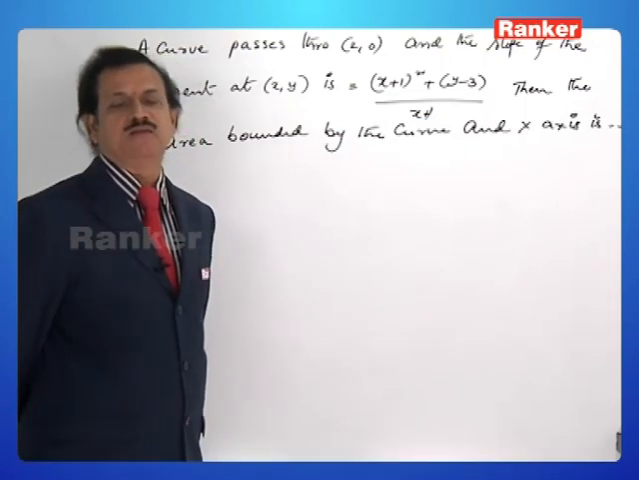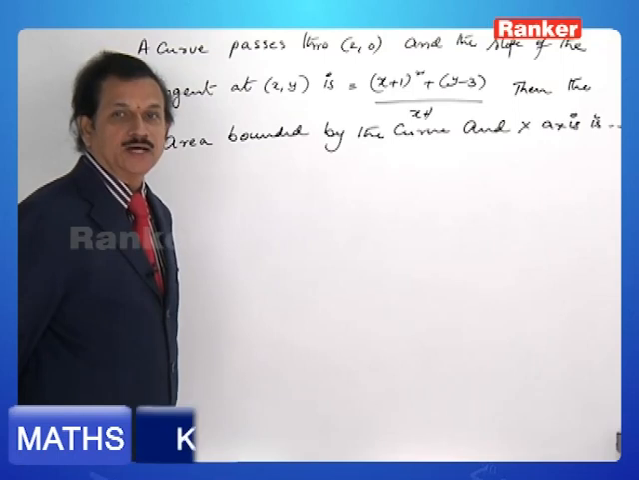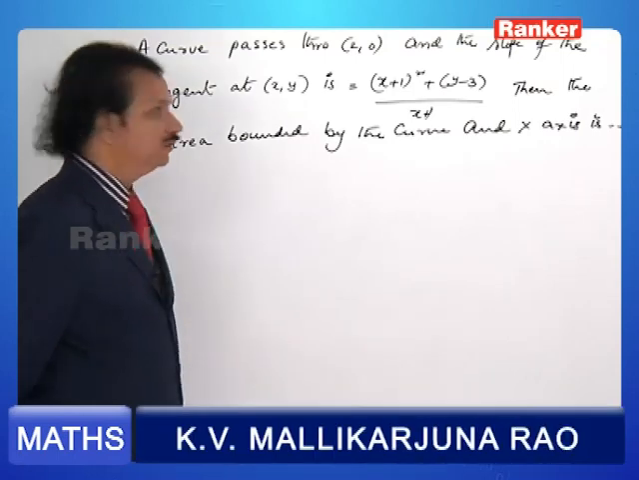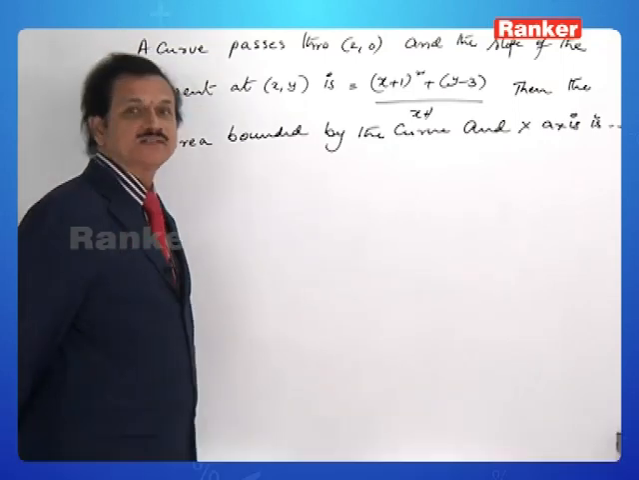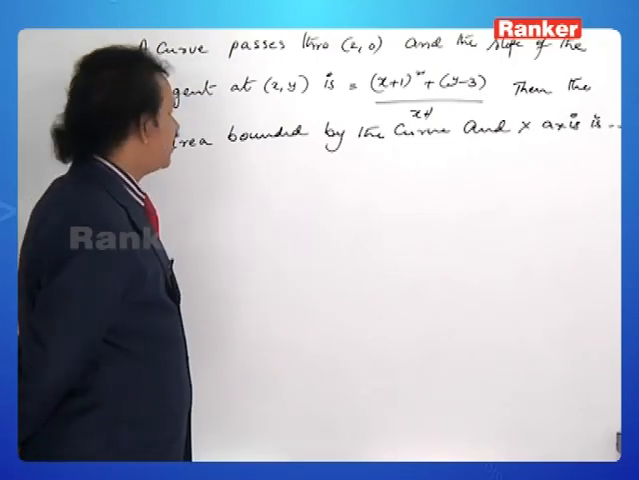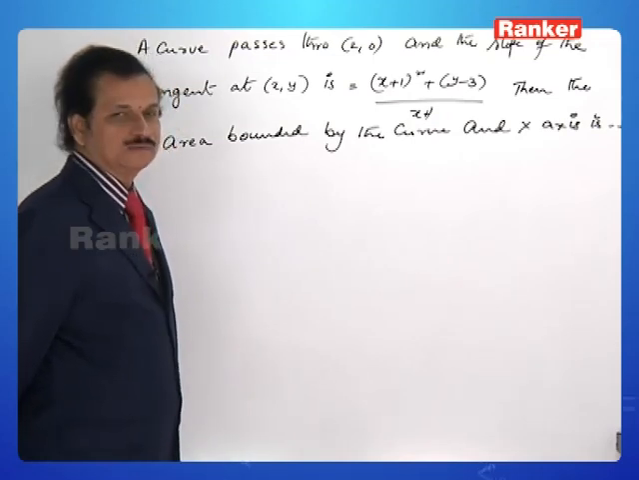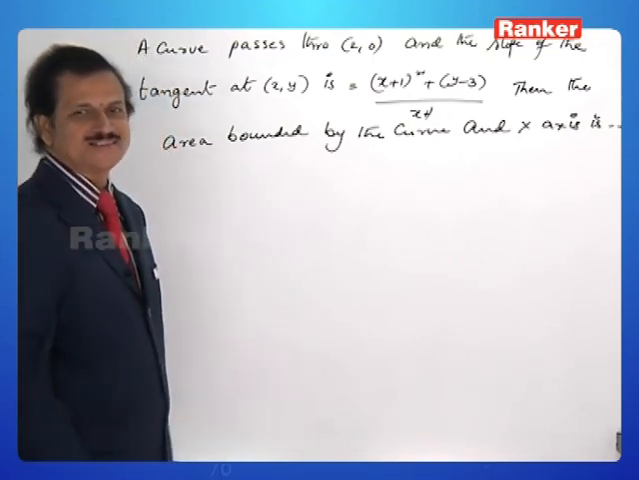Another special problem is before us. Please read and follow the question carefully. A curve passes through (2, 0), and the slope of the tangent at the point (x, y) is (x + 1)² + (y − 3) by (x + 1). What can you grasp from that?